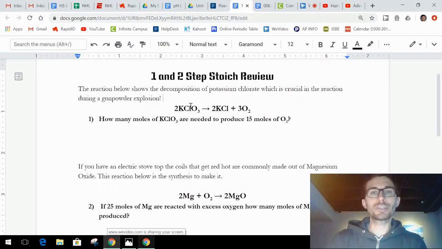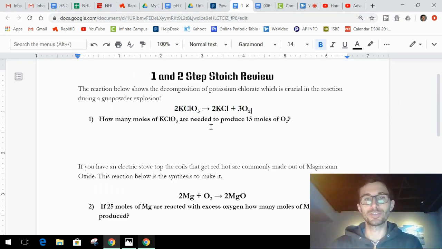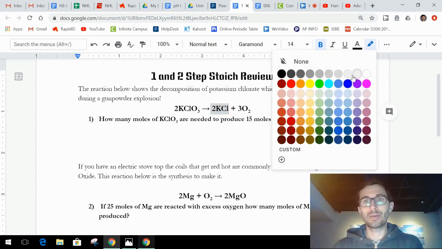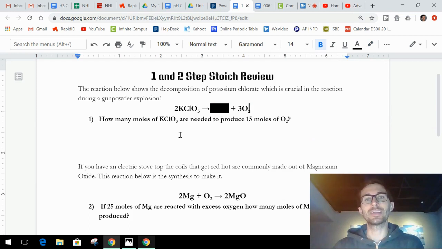So for 1 step Stoich, all we're doing is we need a balanced equation. For this first example, the equation's already balanced, which is nice. We're looking at how many moles of potassium chlorate are needed to produce 15 moles of oxygen, which is right there. So for this reaction, if I'm focusing on potassium chlorate and oxygen, I'm just going to get rid of that guy because I don't need it. It doesn't matter. It's just there to be there.